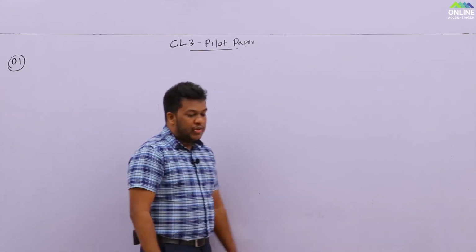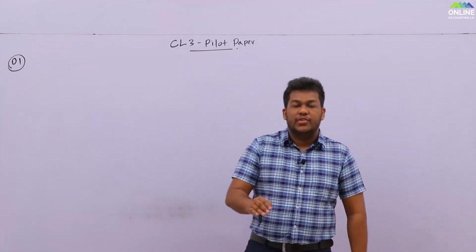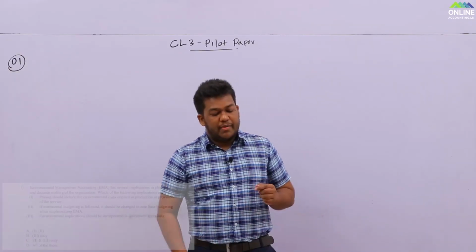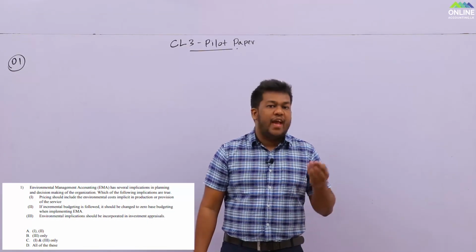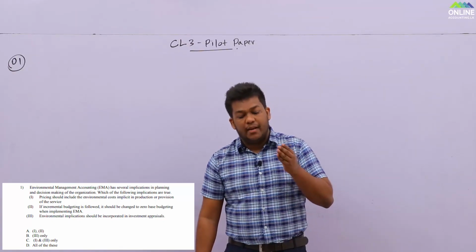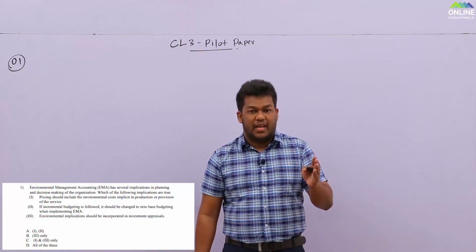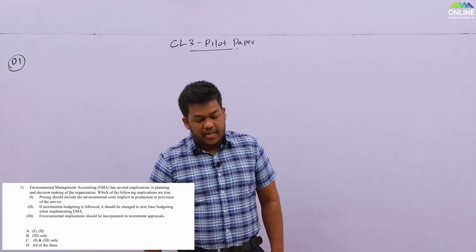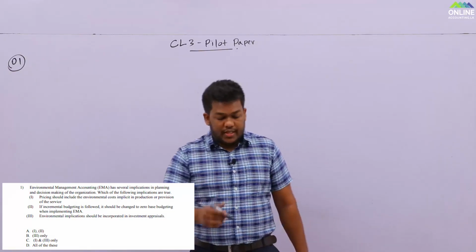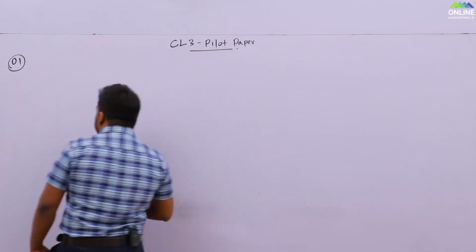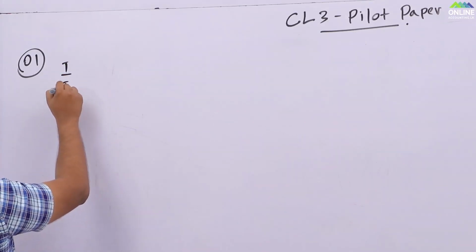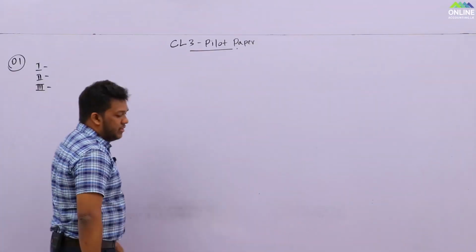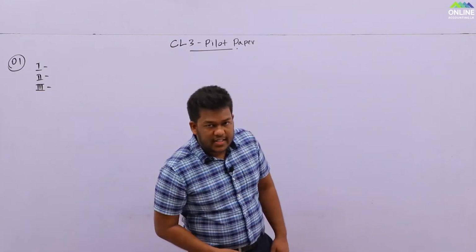First MCQ, and we have already covered these lessons. You need to answer now. You should know the answer. Environmental Management Accounting, which is EMA, we have discussed already, has several implications in planning and decision making of the organization. Which of the following implications are true? See, they have given three implications. So you have to evaluate. Just wait, see whether this is true.